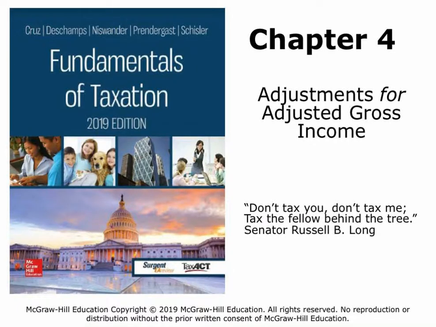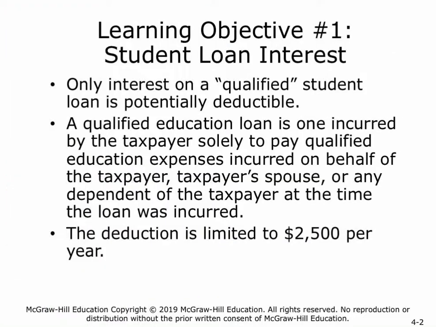In Chapter 4, we're going to take a look at adjustments for adjusted gross income, and this is what we conventionally refer to as an above-the-line deduction, which is different than the itemized deductions we'll take a look at in a further chapter. In Learning Objective 1, we're going to take a look at student loan interest. Now, student loan interest is going to be limited to just $2,500 per year to be able to be deducted for a qualified student loan.